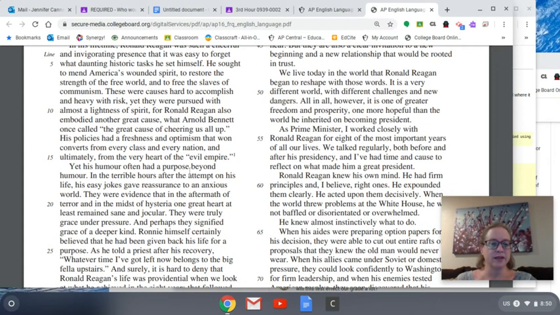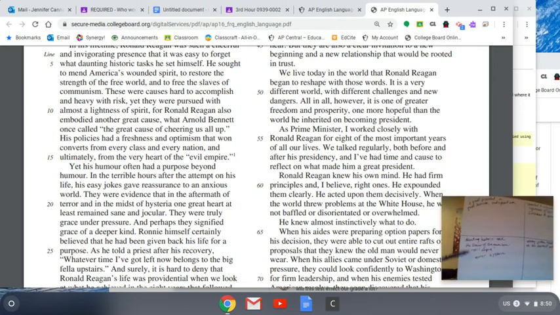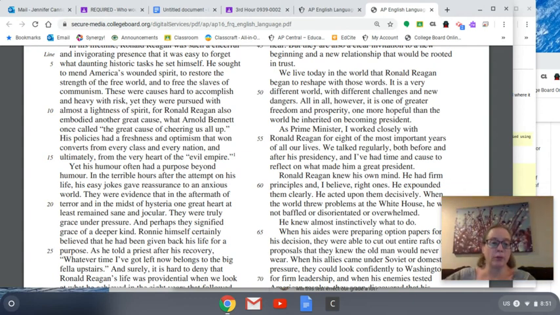Okay, they were evidence that in the aftermath of terror and in the midst of hysteria, one great heart, at least, remained sane and jocular. Okay, I'm going to put terror, hysteria, because those are obstacles he had to overcome. And you notice one-word quotes. So I pulled hysteria into the box with, here's what he has to overcome. But the whole phrase also seems to fit here in, he's light when the world is dark. So I'm going to put it in both.